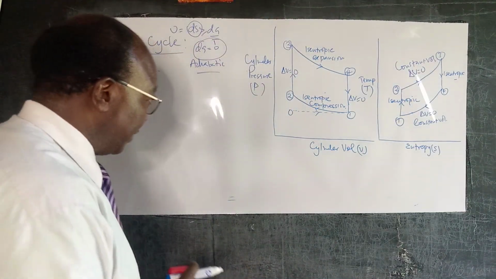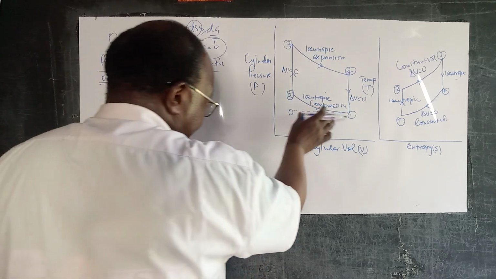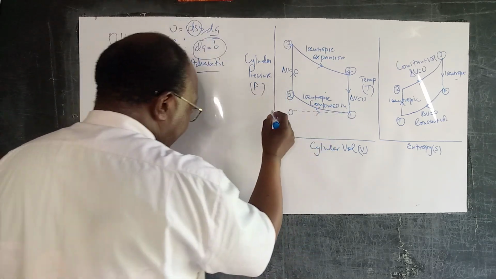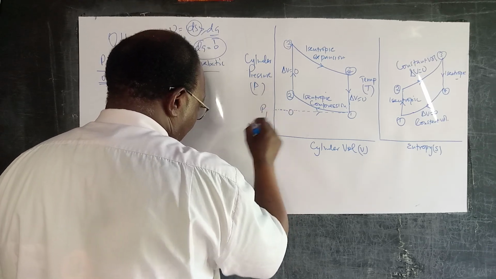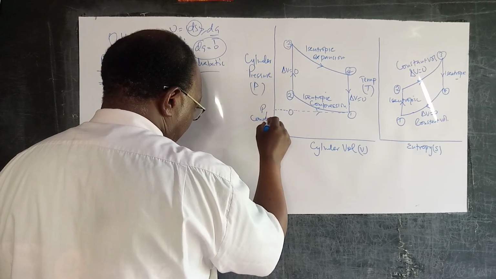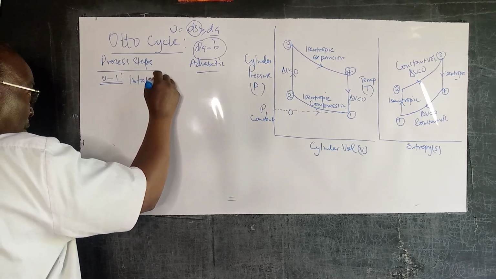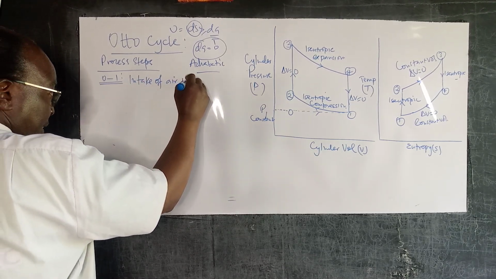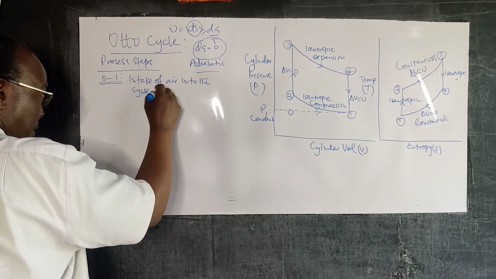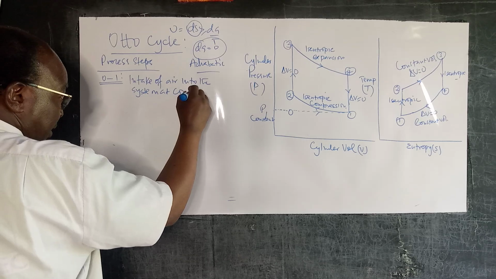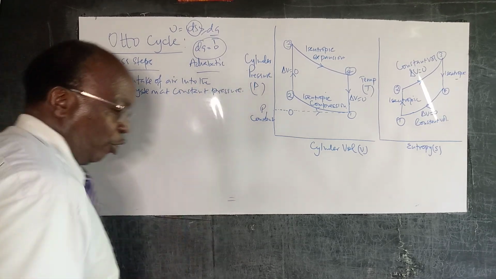That's the air-fuel. So this is the intake of air into the system, and notice that the pressure is constant. This pressure here, let's call it P1, is constant. So this is the intake of air into the system at constant pressure.